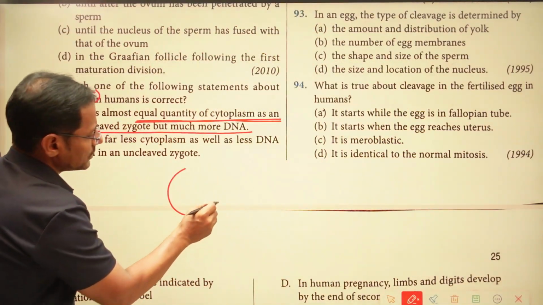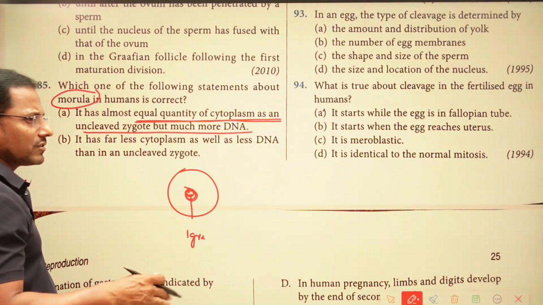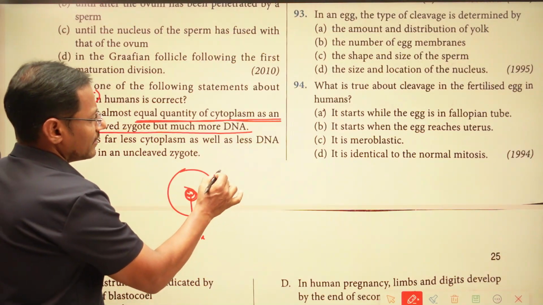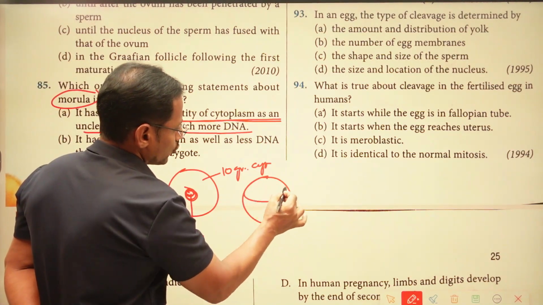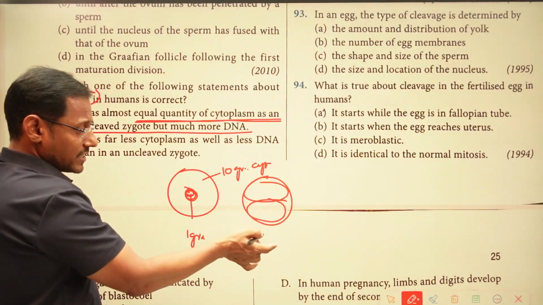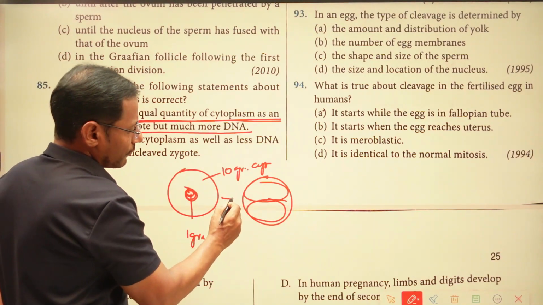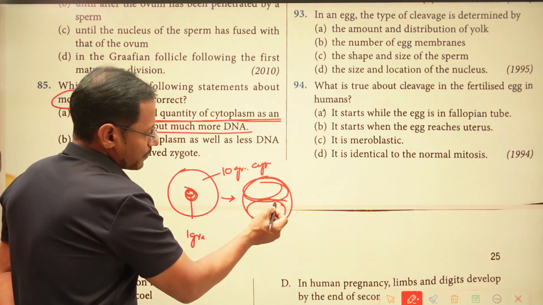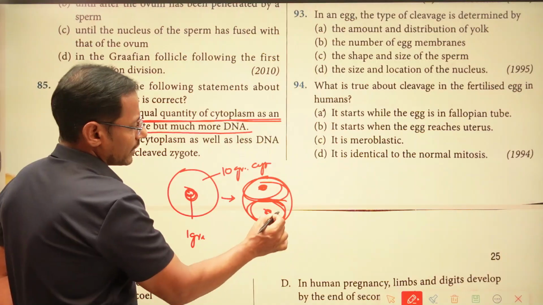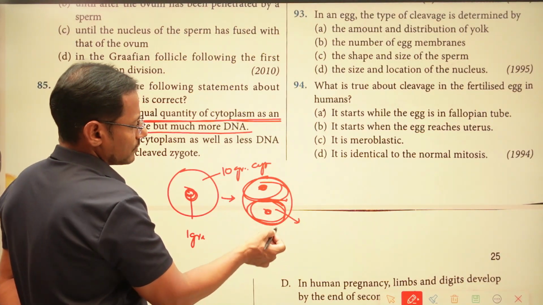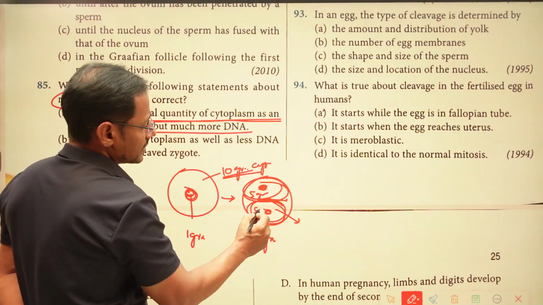See here, this is the zygote, right? Say for example there is 1 gram of DNA, assume that, and 10 grams of cytoplasm. When it is dividing into two cells, the number of cells is increased, but the cell size is decreased. The cell size here is this much larger, and after the first mitotic division the two cells are formed and the DNA is increased to 2 grams. The cytoplasm is going to be decreased, right? No, not actually, because here 10 grams, and in each cell 5 grams of cytoplasm.